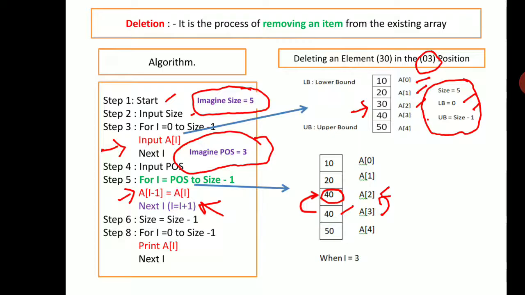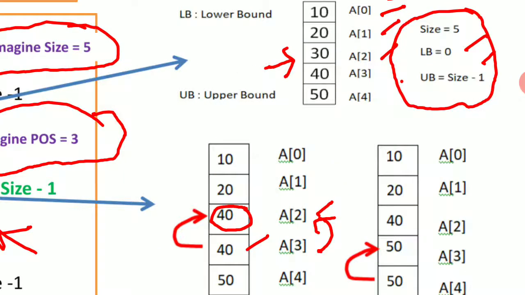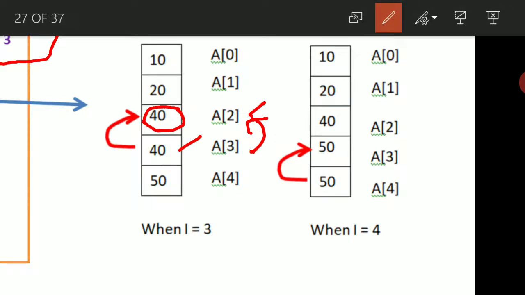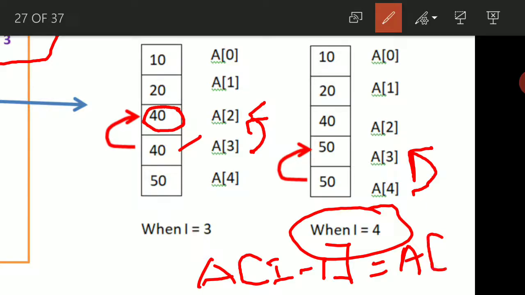You can see in another image here. We will concentrate on this image. When I equal to 4, what happens? The A of 4th location is going to be copied to A of 3, because A of I minus 1 is equal to A of I.